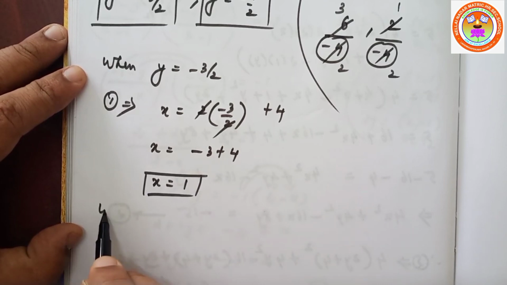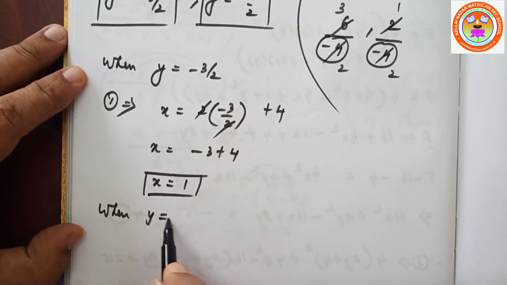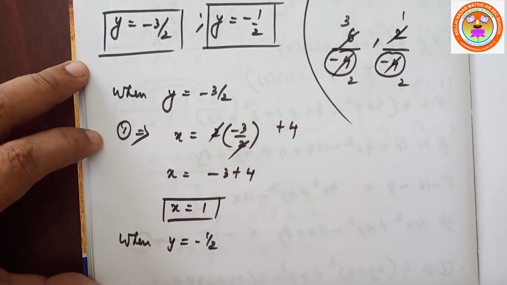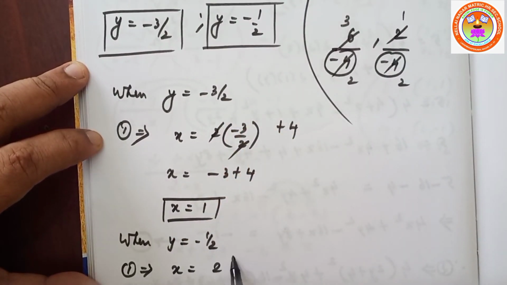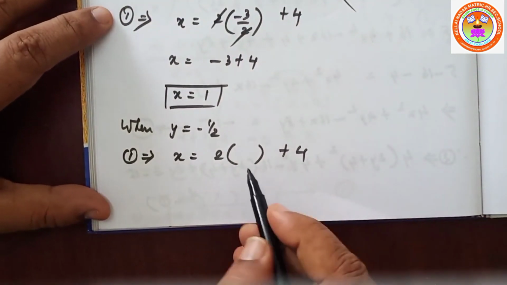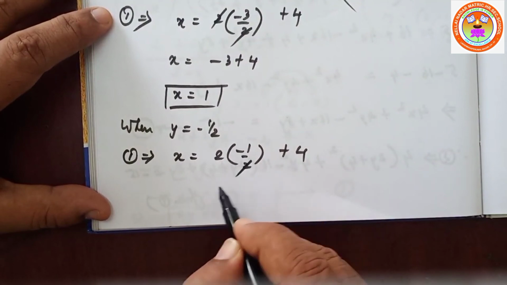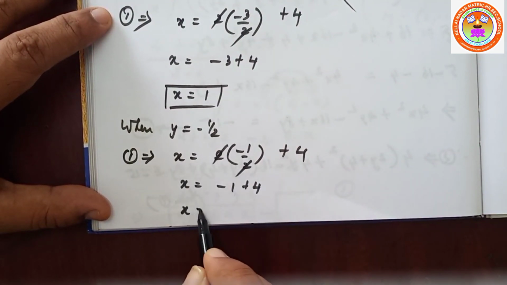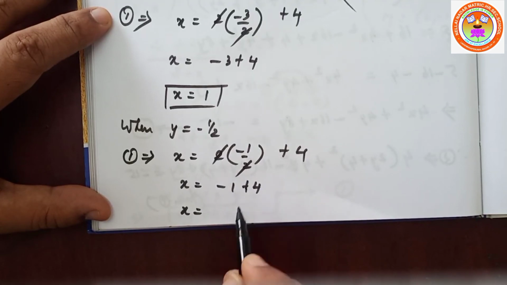Okay. Next, when y is equal to minus 1 by 2. Next value of y is minus 1 by 2. Same equation. Equation number 1 implies x is equal to 2y plus 4. Y value is minus 1 by 2. 2 gets cancelled. X is equal to minus 1 plus 4. Therefore, x equal to minus 1 plus 4 is 3.